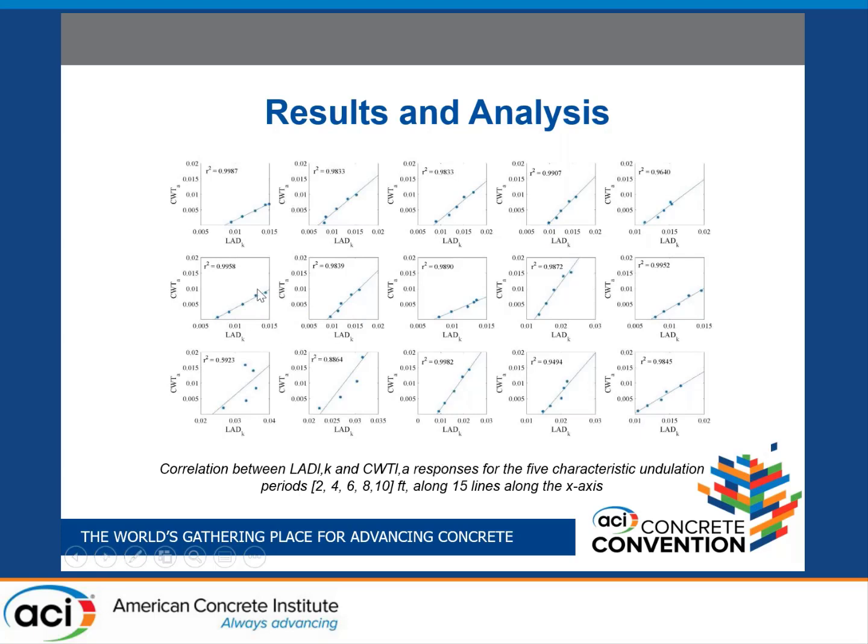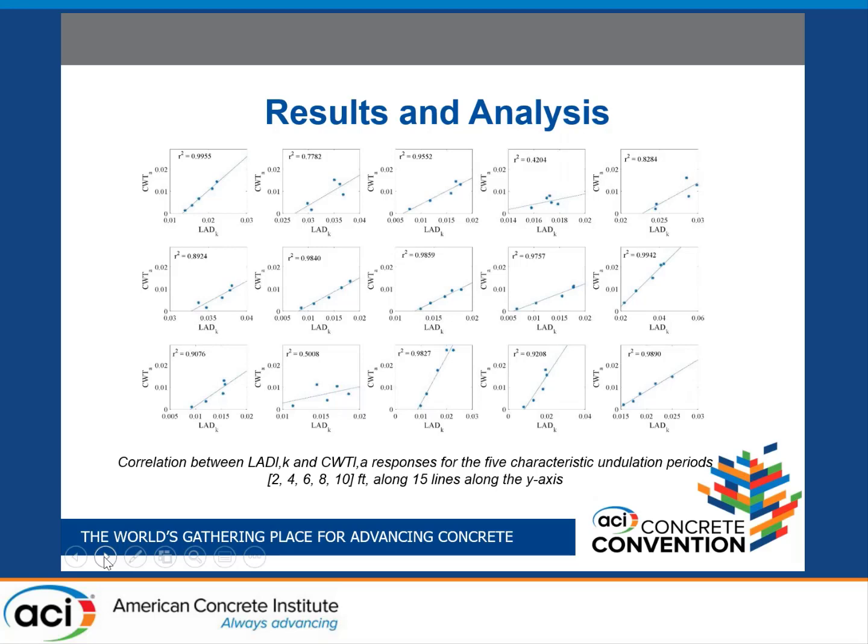So the results show that the length adjusted RMS deviation, basically the results that we obtained using the Waviness Index, and the results we obtained using the continuous Wavelet transform were highly correlated. That basically shows that our method has promise in terms of finding those deviations and also locating them.